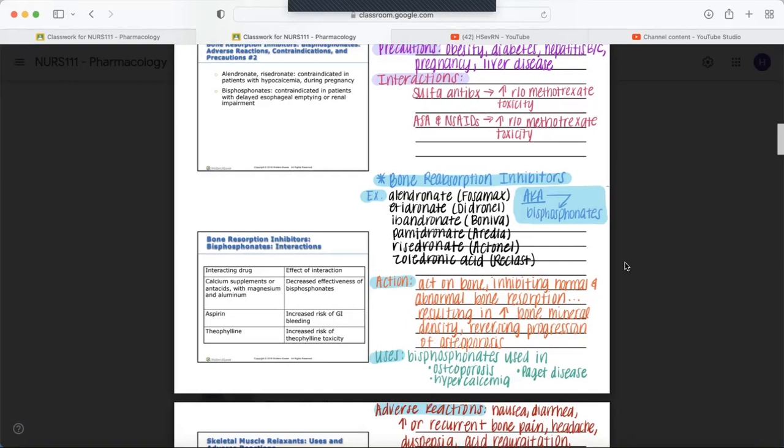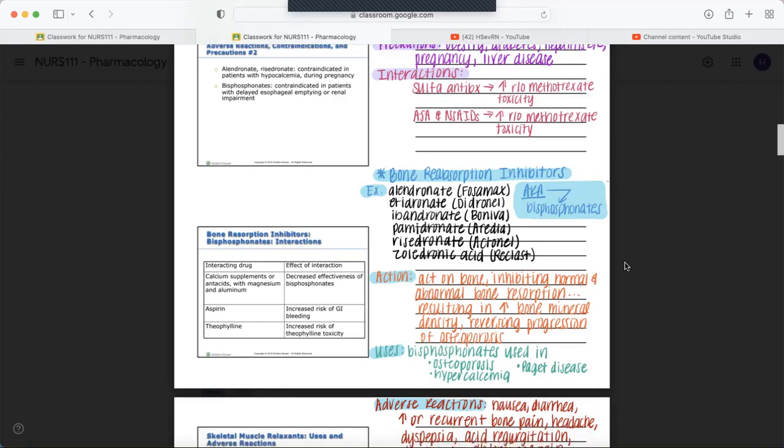Okay. These medications are going to help increase bone density. They act on the bone. They inhibit bone resorption. So that's where your body or osteoclasts break down your bone, and then your body resorbs the bone itself, the calcium from the bone, right? Causing increased calcium in the blood, decreased calcium in the bones, so decreasing the strength of the bones themselves. And so these medications inhibit bone reabsorption, and that causes increased bone mineral density. It reverses progression of osteoporosis, and it improves the strength of the bone. So like we said, used for osteoporosis, hypercalcemia, and Paget's.